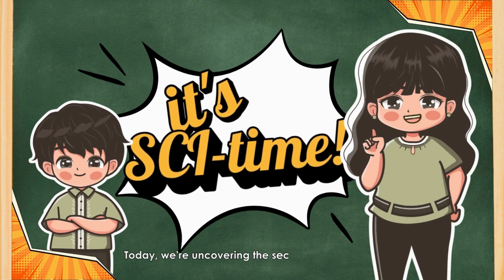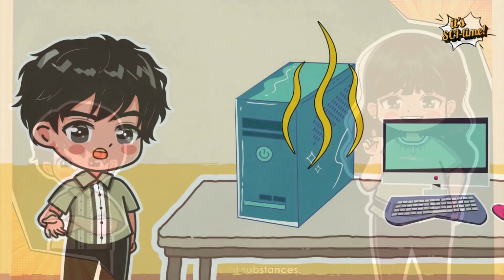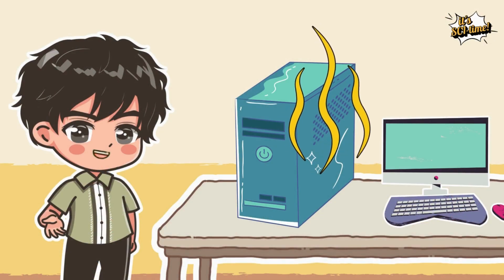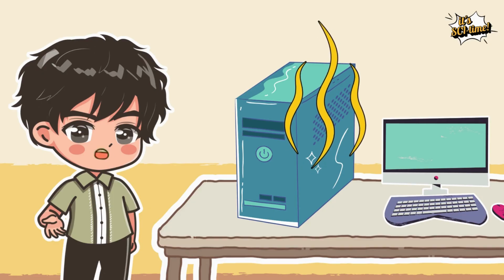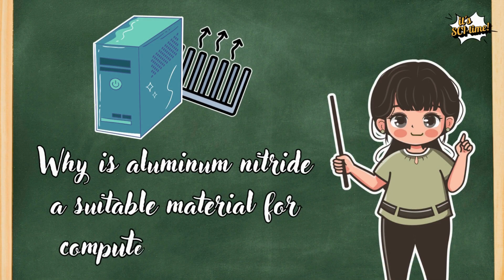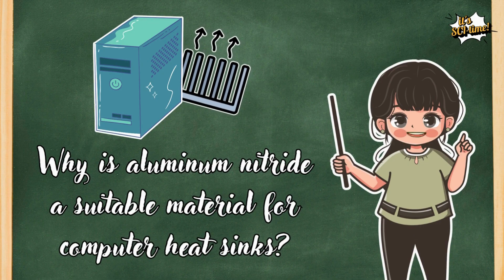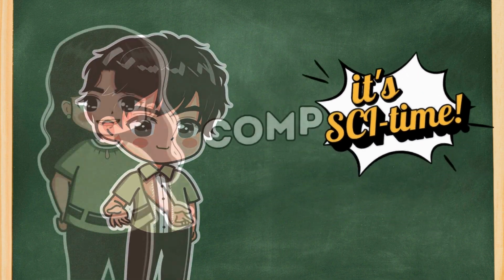Today, we're uncovering the secrets of ionic and covalent substances. Have you ever wondered what materials heat sinks are made of that help them manage heat effectively and prevent overheating in computers? Why is aluminum nitride a suitable material for computer heat sinks? Are you ready? It's Sci Time!